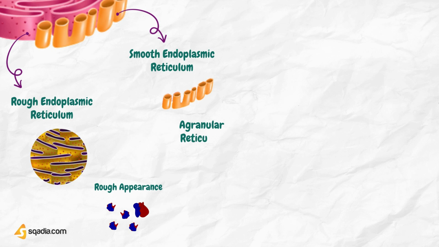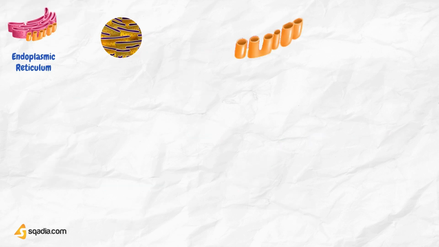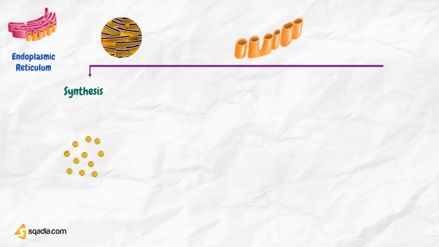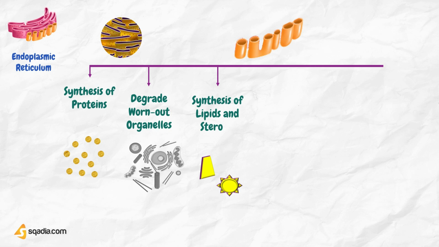Smooth endoplasmic reticulum. It is the endoplasmic reticulum with a smooth appearance. It is also called the agranular reticulum. It is formed by many interconnected tubules, so it is also called the tubular endoplasmic reticulum. Its functions include the synthesis of lipids and steroids, role in cellular metabolism, storage and metabolism of calcium, catabolism and detoxification of toxic substances.